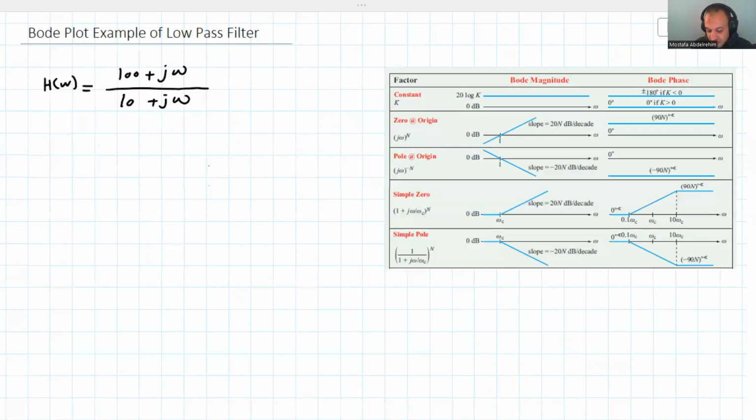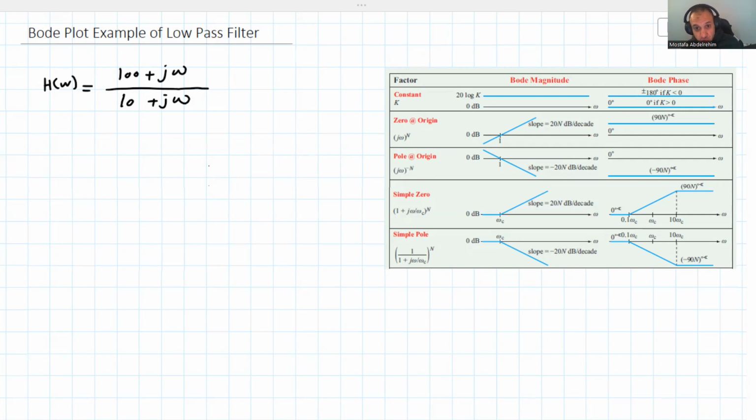Hello guys, in this video I'm going to continue the discussion of Bode plots. We're going to see an example here of a low pass filter. In the last two videos we saw some standard forms for H of omega, in which we can easily draw the Bode plot.